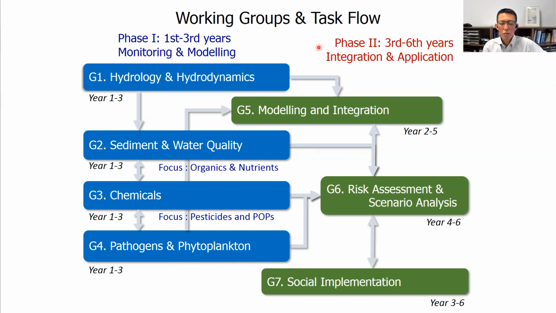And in the second half, we tried to integrate them. This means, for example, the combination or integration of a hydrological model with a hydrodynamic model, and also with the water quality model. Those models were applied to do the risk assessment and scenario analysis in group 6. And the last group, group 7, is responsible for social implementation of those outputs, so-called technology transfer.